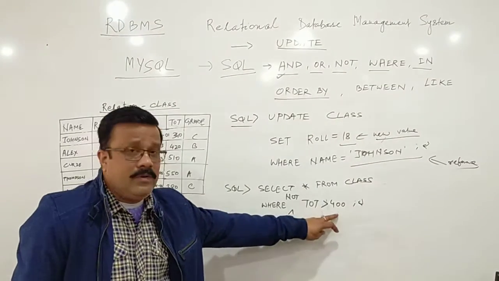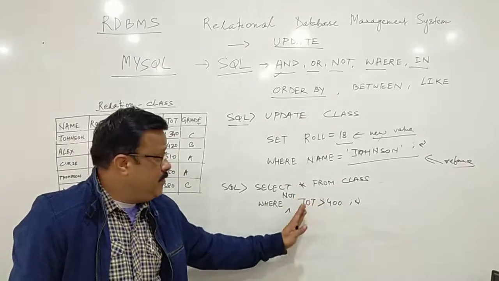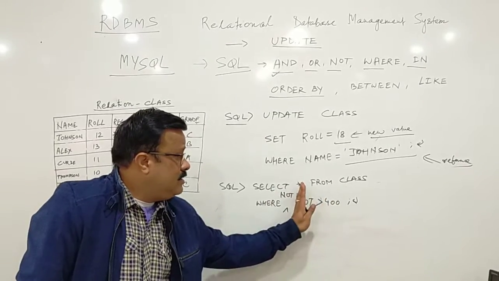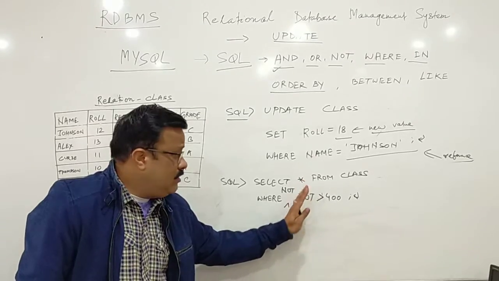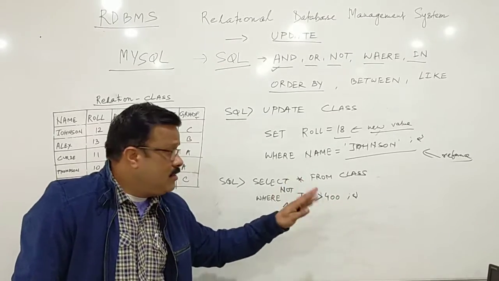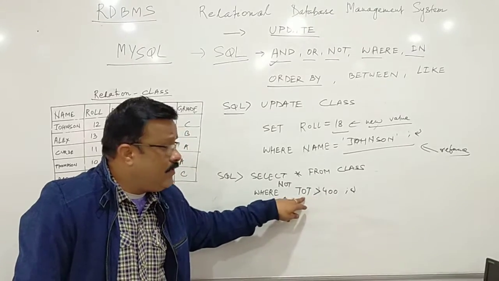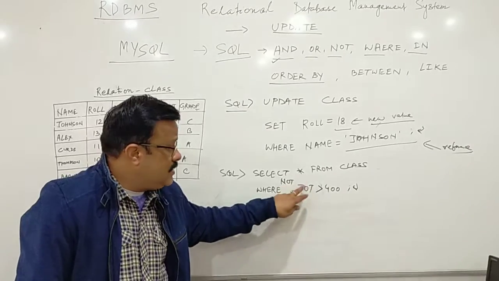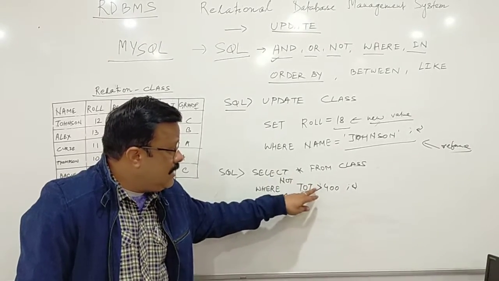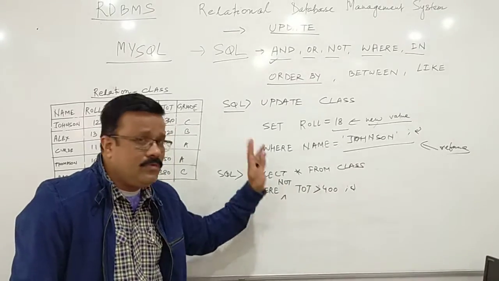Not total greater than 400 means that it works like a less than, means negation, just the reverse of this. NOT works like that. Not total greater than 400 means the records in which this condition is not fulfilled, greater than 400, will be displayed. If I remove this NOT and put a less than here, it is the same. Or if I put greater than and NOT, both will be the same.